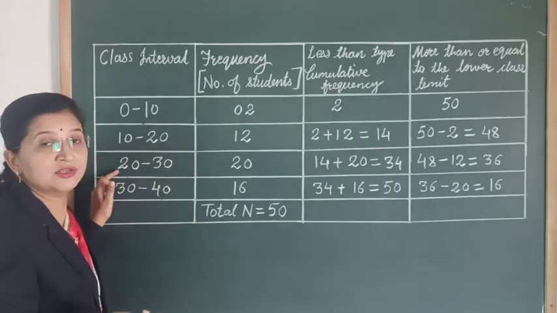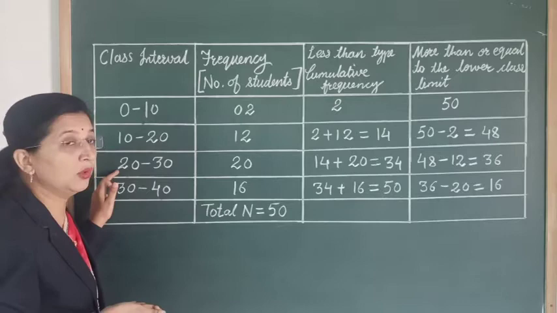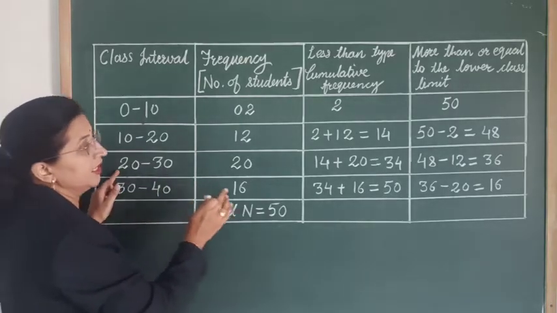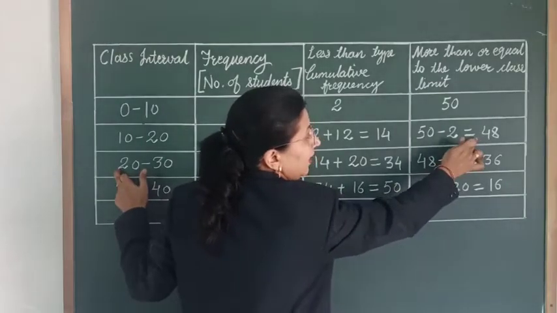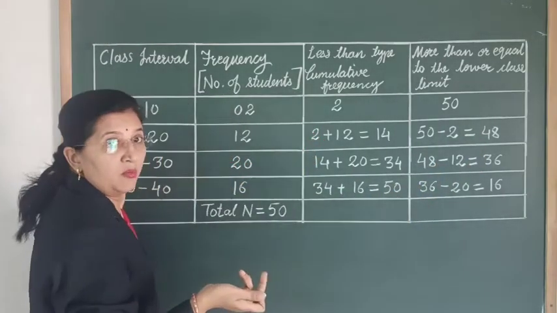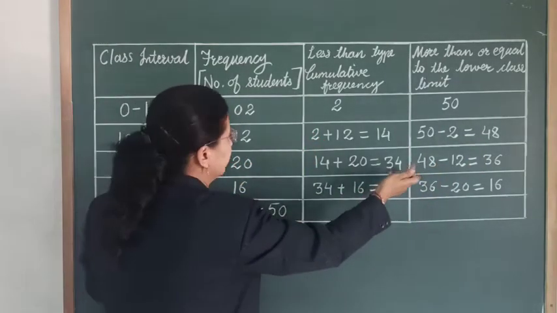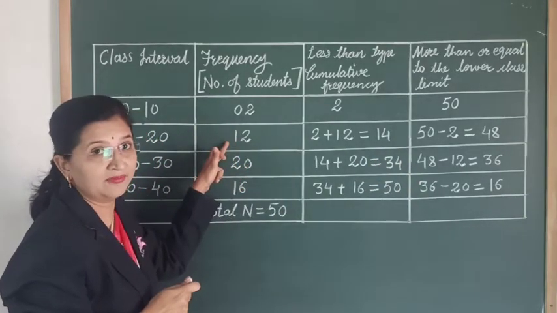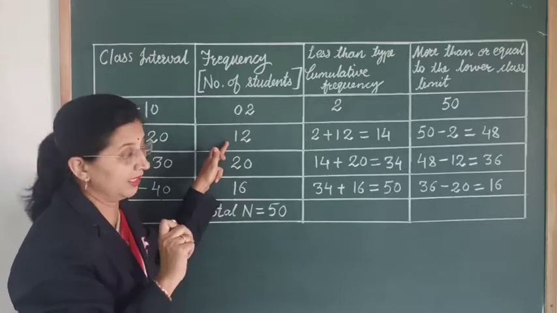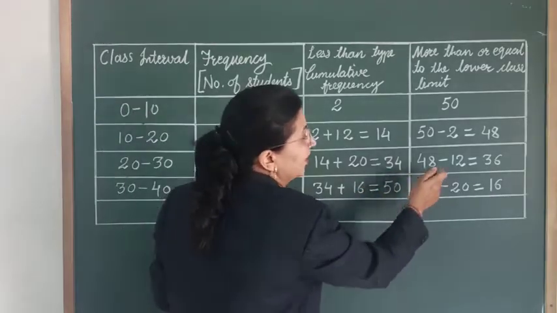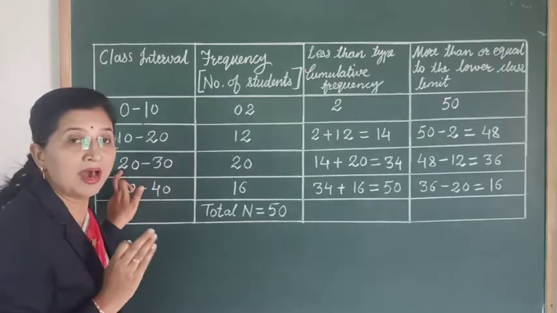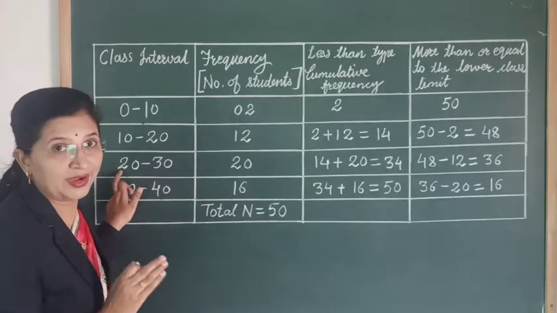Now, how many students score the marks more than 20? More than 20. So dear students, here this 48 are there more than 10. We want to know the more than 20. So from this 48 we will remove this 12 because these are not more than 20. That's why we will remove that. So 48 minus 12, that is 36. So 36 students for the marks more than 20.